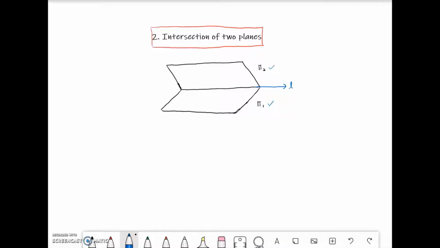Our aim is to find the equation of this line of intersection between the two planes. To find the equation of the line, we must first have a vector that is parallel to line L, and also a point that lies on the line L, maybe somewhere here.